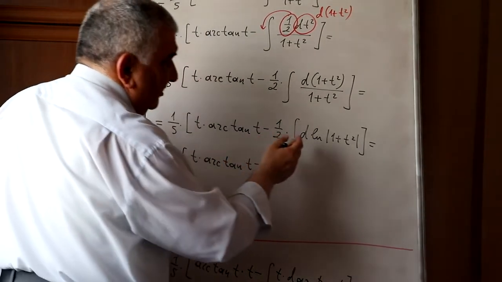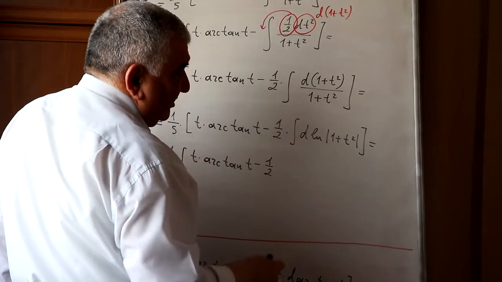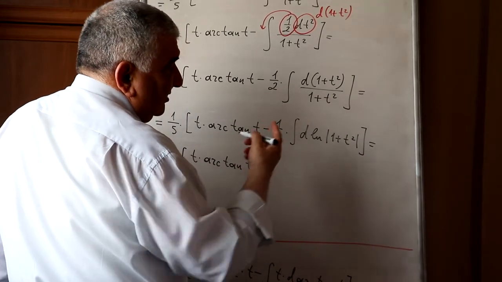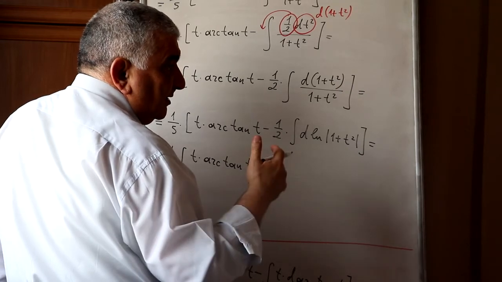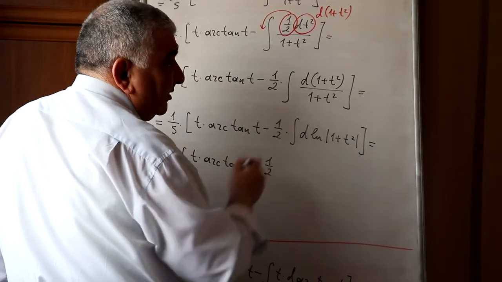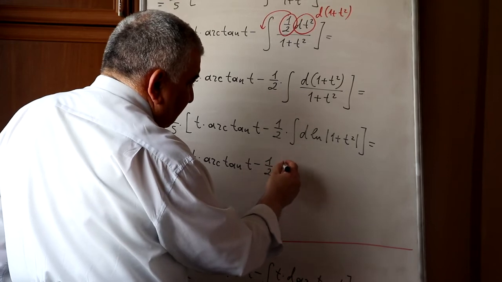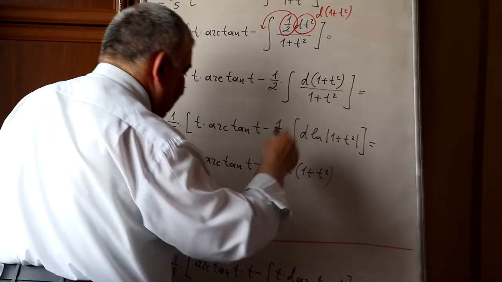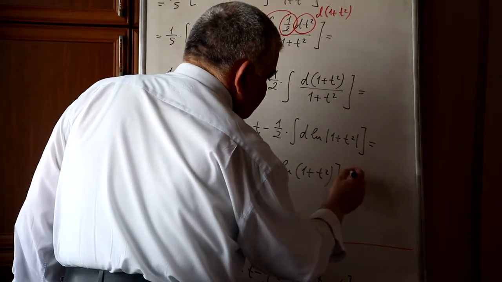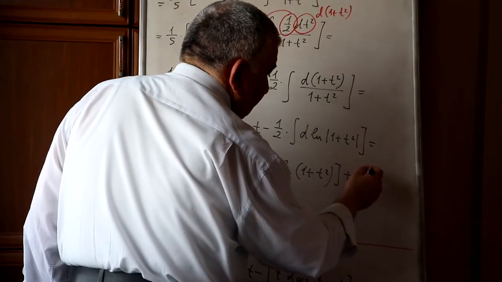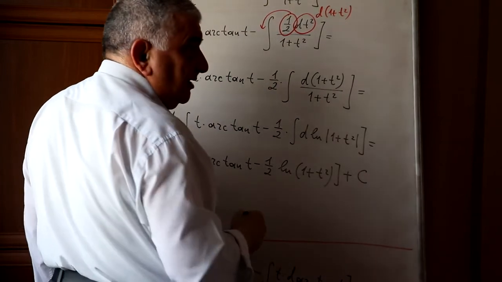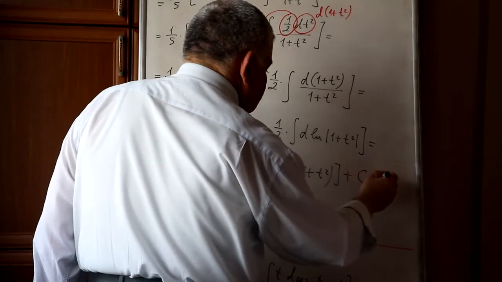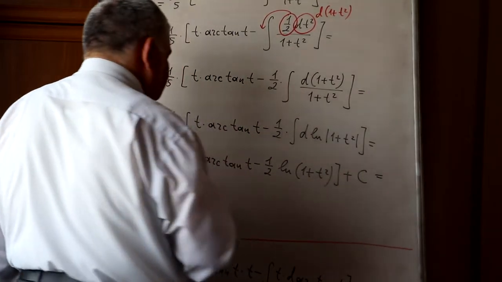It is d natural logarithm of simply 1 plus t squared, and you know that the integral of a differential is equal to the expression of the differential. It is the natural logarithm of 1 plus t squared, and then we must add the arbitrary constant named the integral constant, and then return to the x variable.